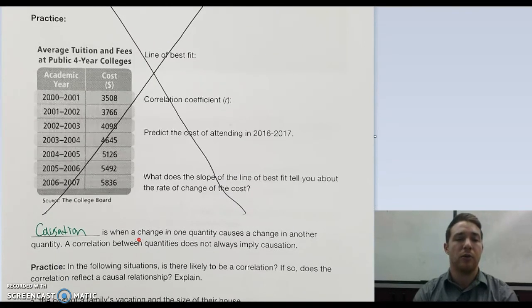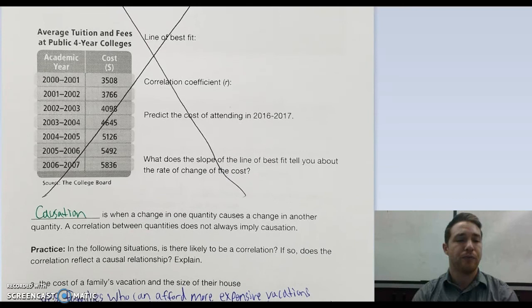Causation is when a change in one quantity causes a change in another quantity. A correlation between quantities does not always imply causation, and we'll see that in these next couple examples. So just because two things are related doesn't mean one has to cause the other. In the following situations, is there likely to be a correlation, and if so, does a correlation reflect a causal relationship? And we've got to explain. So again, correlation could exist without something causing the other, and I think we see that in the first example.